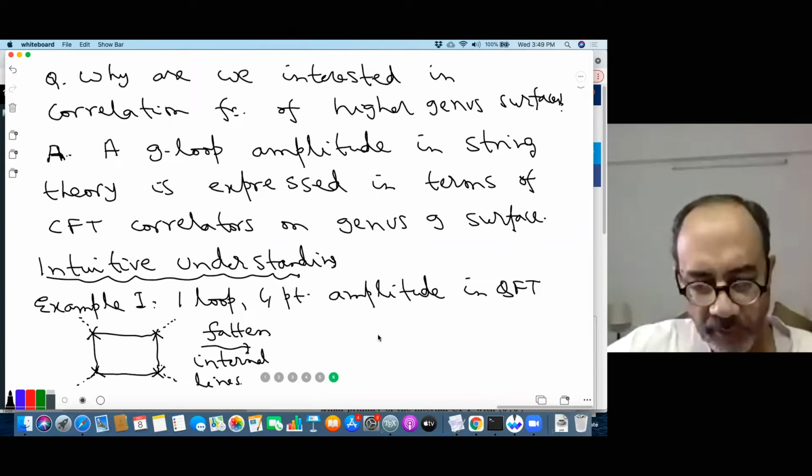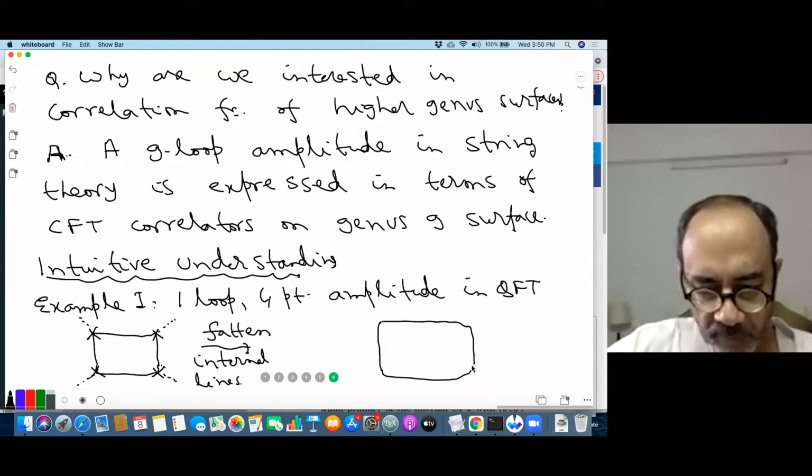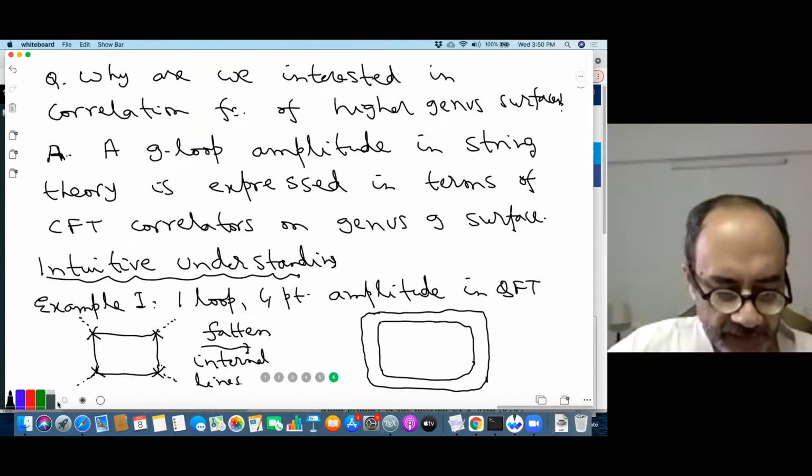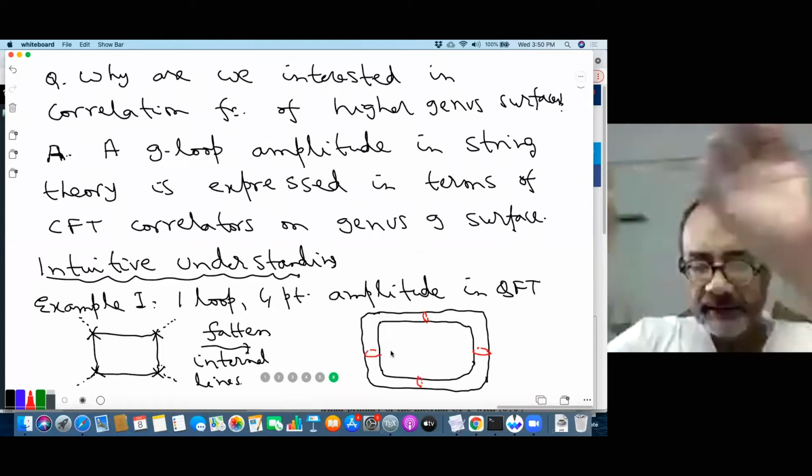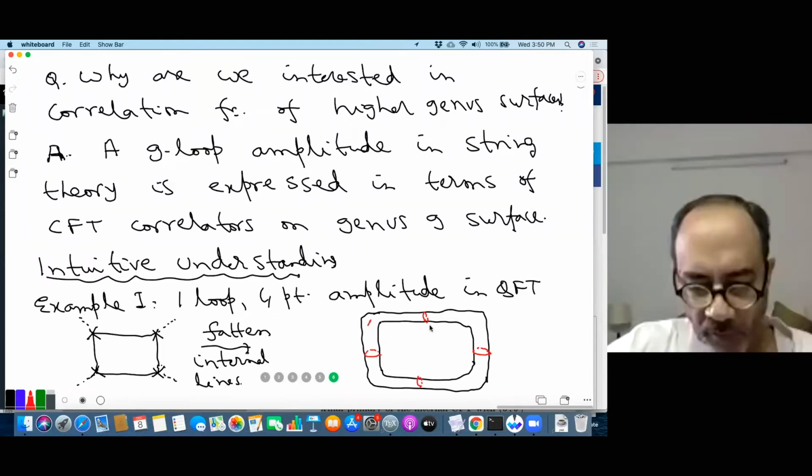Okay, and let's see what it becomes. So it becomes a diagram like this. My drawing is not going to be very good, but I'll at least try to explain. Okay, so you think of this as a pipe. It's not. Okay, so these you should think of as pipes. Okay, so it's like a donut. Okay, and you have these 4 points where the external lines join.